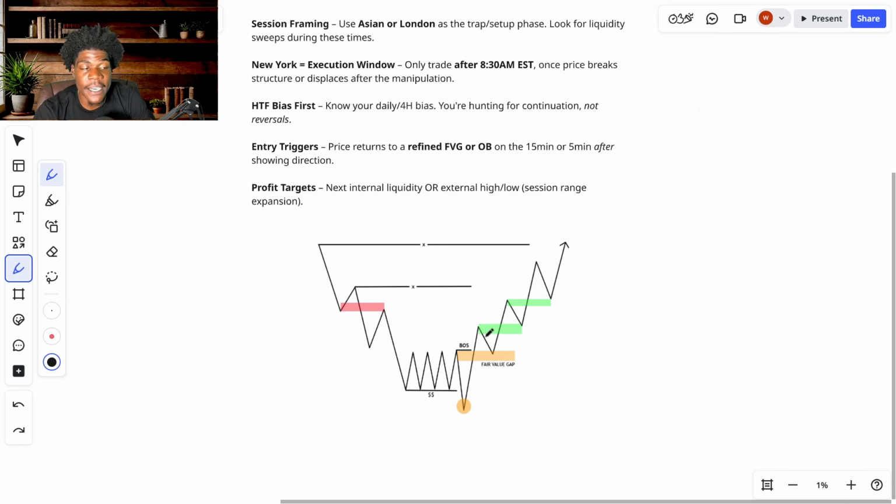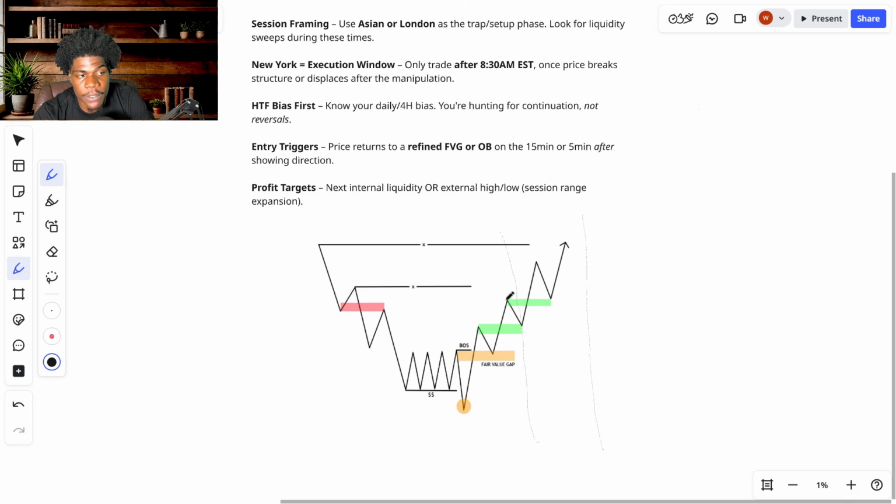Now this sets up for our continuation during the New York session. As you can see, we had our Asian accumulation and our London session reversal. The London session gave our smart money reversal. So for the New York session, say this is just an imaginary line from here to here, right?